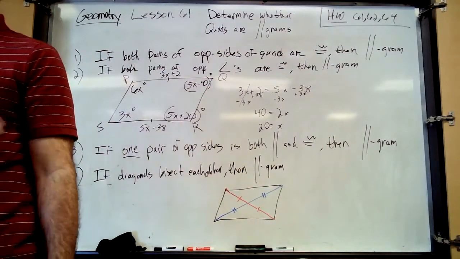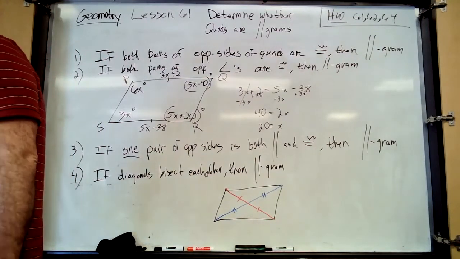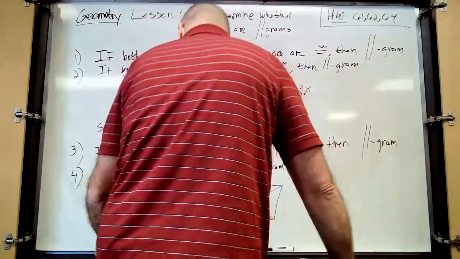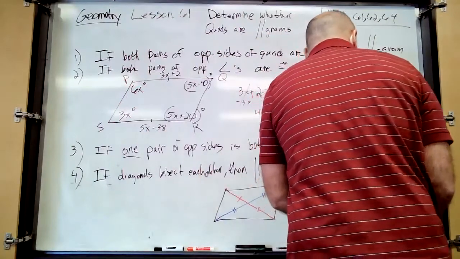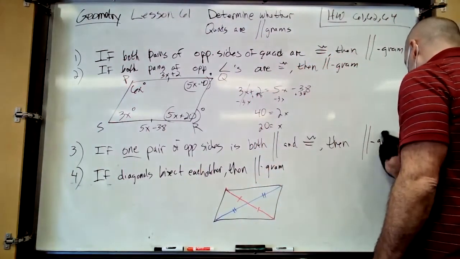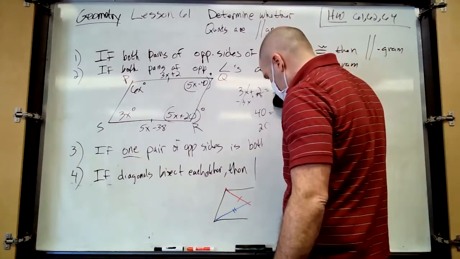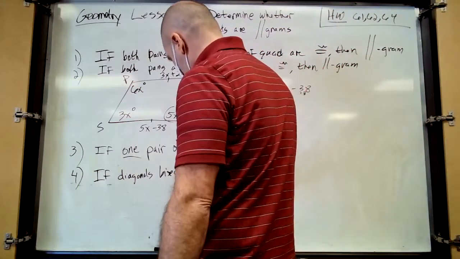Let's move on to lesson 62. Okay, lesson 62 is so pre-algebra, but the geometry part of pre-algebra, which is surface area.